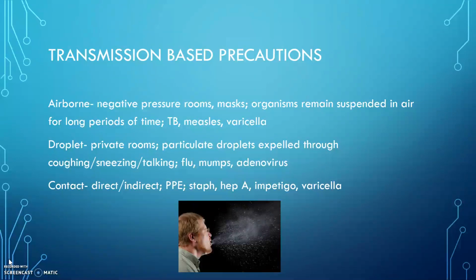Transmission-based precautions. Airborne: negative pressure rooms, masks, organisms remain suspended in air for long periods of time, such as if patients have TB, measles, or varicella. Droplet: patients are in private rooms. This involves particulate droplets that are expelled through coughing, sneezing, and talking, and this includes the flu, mumps, and the adenovirus.